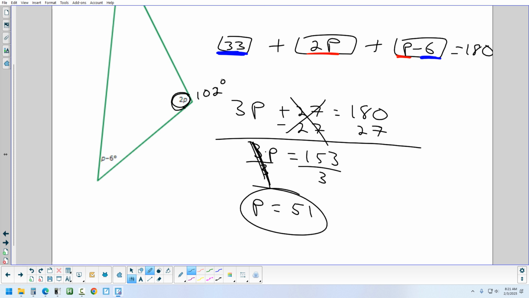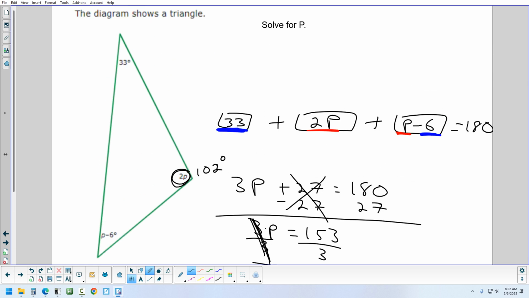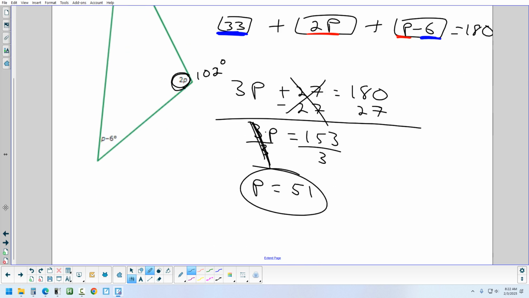degrees. You do need the degree symbol on that. You don't need the degree symbol on 51 because p is not an angle. It's just a letter that's part of the angle. Okay. I don't know if it's going to mark it right or wrong because of a degree symbol, but it seems like something that they might do, so just be careful. All right. And that's how you solve for a letter in a triangle. Any questions on that?